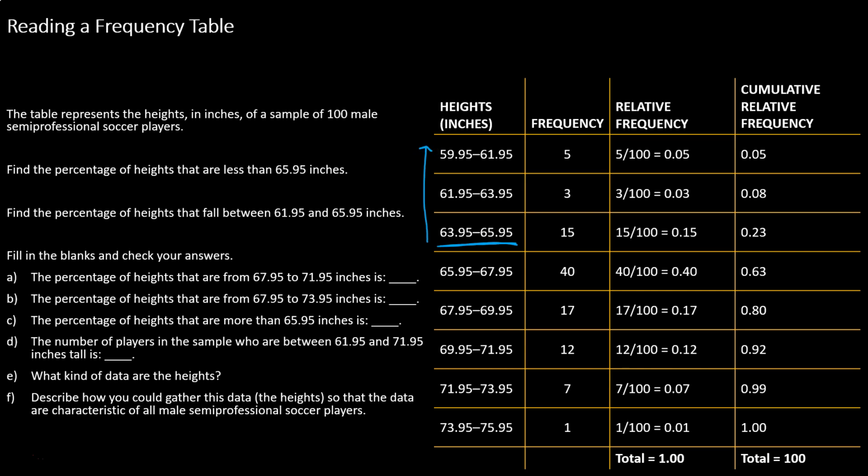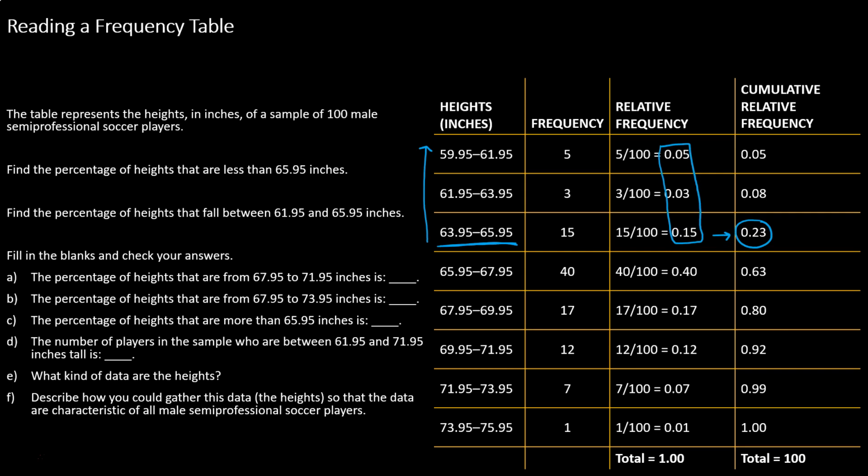And to do percentages, we can just read the value in our relative frequency column. So we could add all of the relative frequencies for those 3 rows, or we could use the cumulative relative frequency column, which has already added those for us. If we were to add the 0.05, the 0.03, and the 0.15, we would get 0.23. That's what cumulative relative frequency does for us. It adds up all the previous relative frequencies.